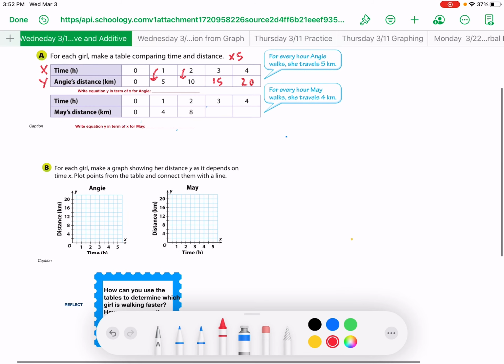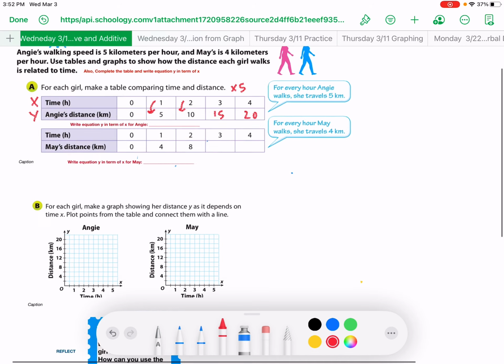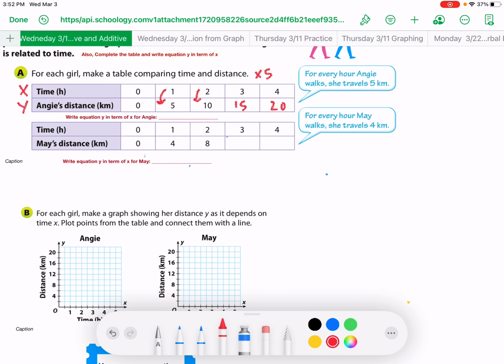Now if we're going to make an equation here, you know that if you have x times 5 equals your y, then 5x is equal to y is your equation. You are going to do May's.